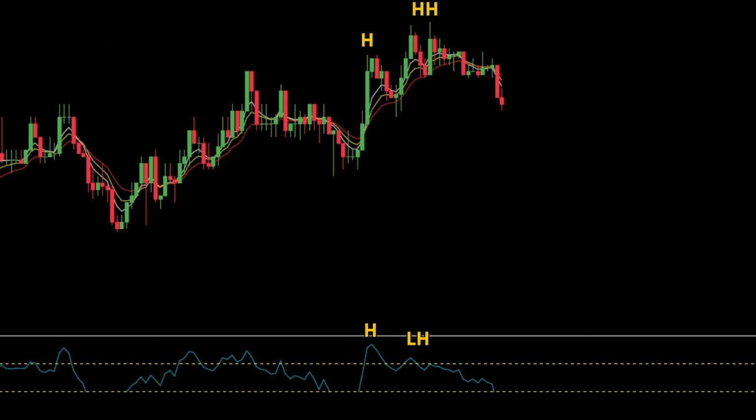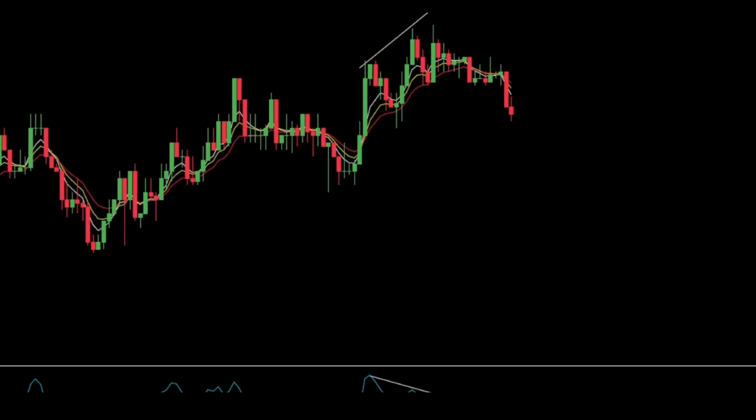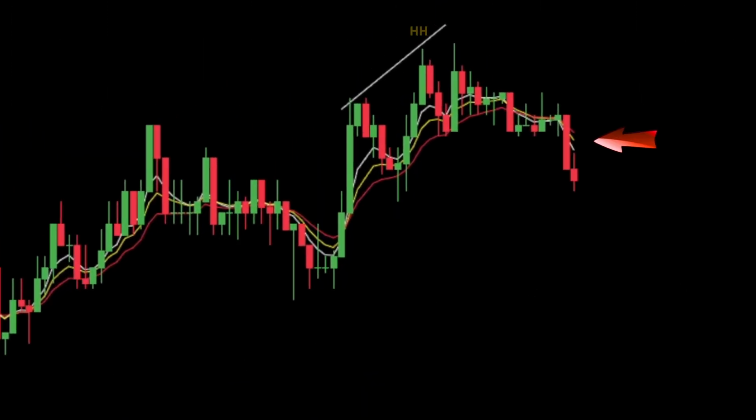To confirm, you can draw a trend line from the high to the higher high on the candlestick. And then draw a line from the high to the lower high on the indicator. Once the bearish divergence is confirmed, you can wait until the EMA 5 and EMA 8 lines cross below the EMA 13. Ensure that EMA 13 is at the top, EMA 8 is in the middle, and EMA 5 is at the bottom. Make sure the formed candlestick is a bearish candlestick.